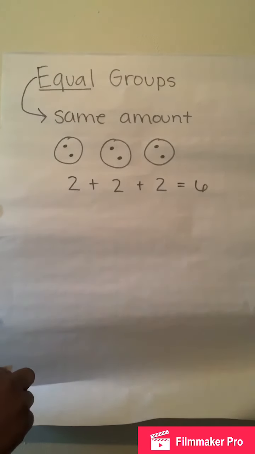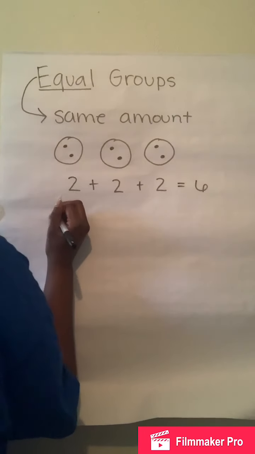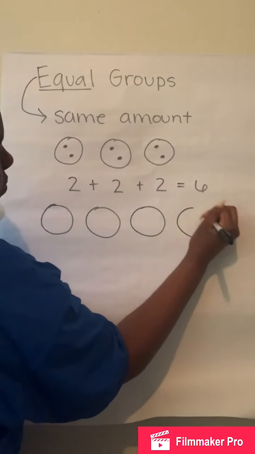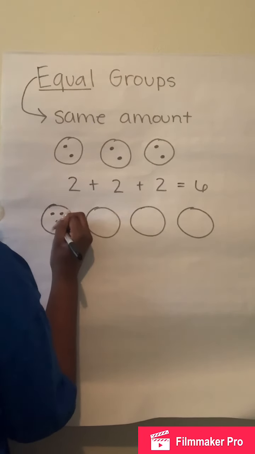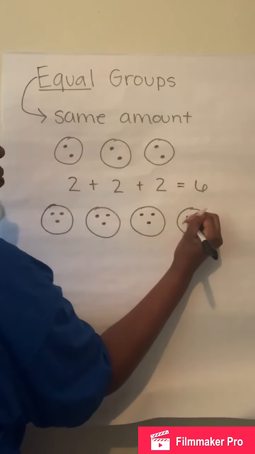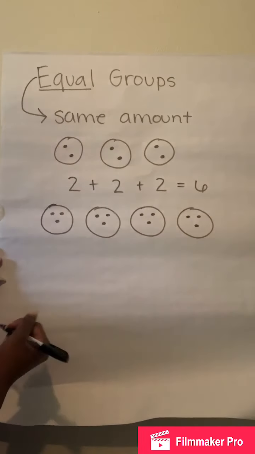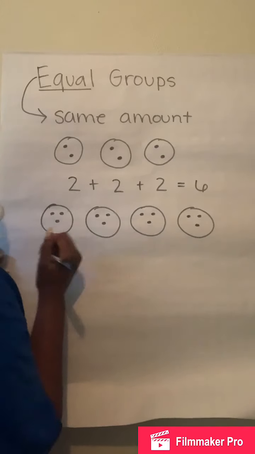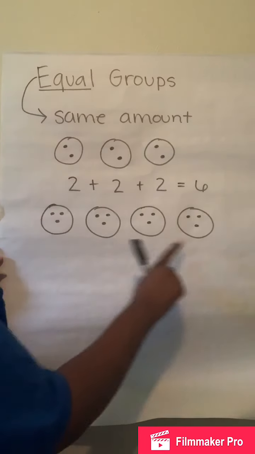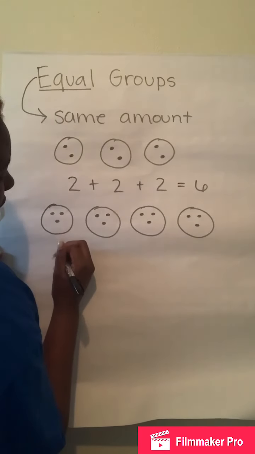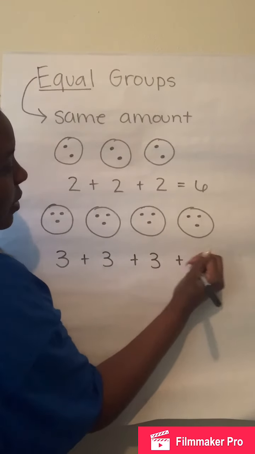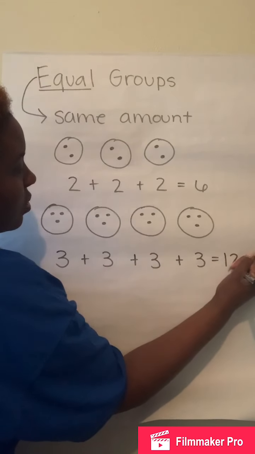What about 4 groups of 3? That means I would have 4 groups and 3 in each group. When I counted them, I would go 3, 6, 9, 12. How many is 4 groups of 3? 12. If I was writing an equation, 3 plus 3 plus 3 plus 3 equals 12.